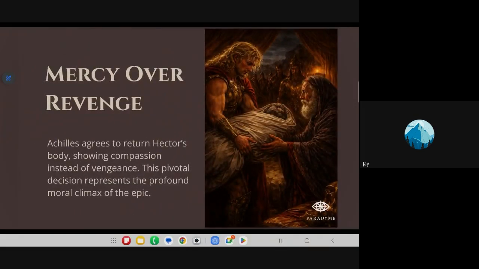Achilles agrees to return Hector's body, showing compassion instead of vengeance. This pivotal decision represents the profound moral climax of the epic.